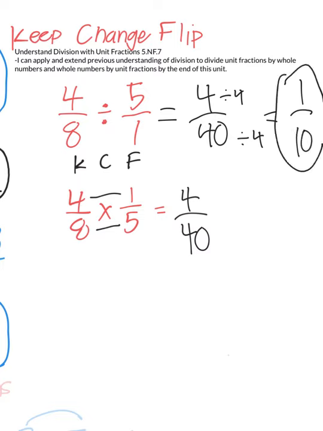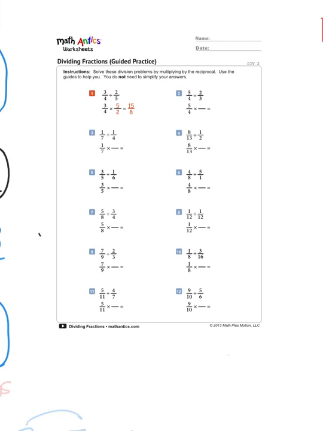Now let's practice using your practice sheet. Pause the video if you have not completed 1 through 12. You can use scratch paper, number your paper 1 through 12. Use the example and directions to complete, and you can restart the video to hear the review. So we're going to solve these division problems by multiplying by the reciprocal. We're going to use the guides to help us, and they are telling us we do not need to simplify our answer. So let's take a look at the example together.